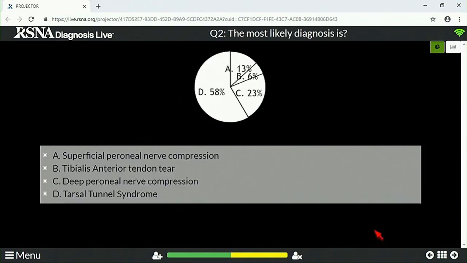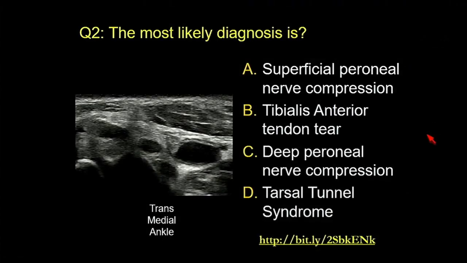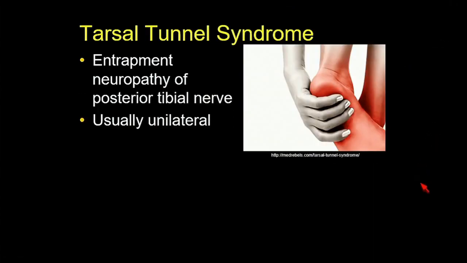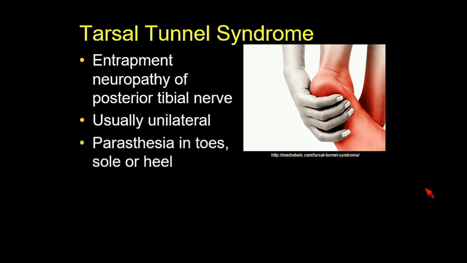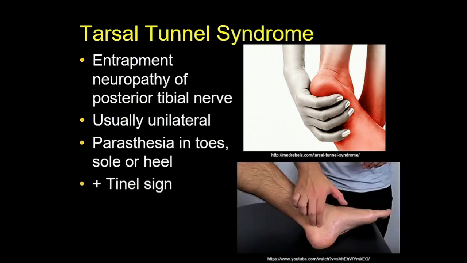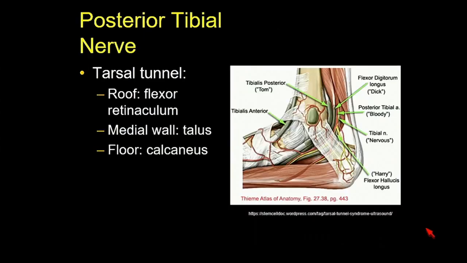Okay, so most of you thought tarsal tunnel syndrome, and that's what this is. So tarsal tunnel syndrome is an entrapment neuropathy of the posterior tibial nerve, and it's usually unilateral. When patients present with paresthesias in the toes and the sole or the heel, and a positive Tinel sign, not a Thompson test, a Tinel sign, where tapping at the medial aspect of the ankle just below the medial malleolus at the region of the nerve causes the patient's symptoms.